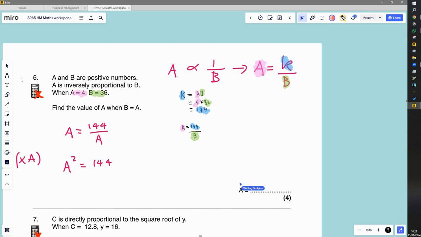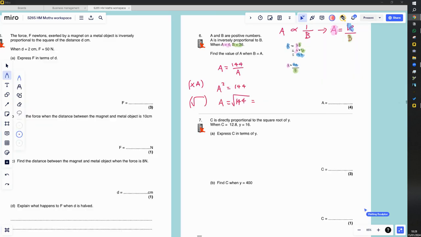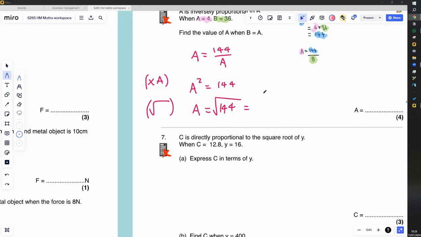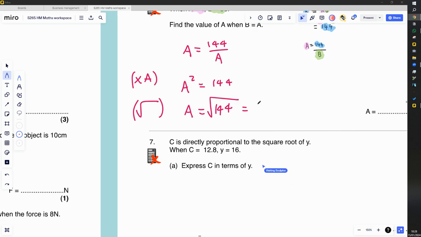So how do I work out what A is? I don't want A squared, I want A. How do I get A squared to turn into A? I square root it. So this time I'm square rooting both sides. When I square root A squared, I just get A. And what do I get if I square root 144? I guess we'll have to use a calculator. Hopefully it's a whole number. So it is, good. If you know your times table, then 144 is 12 times 12, which means the square root of 144 is 12. Okay, and that will be our answer.